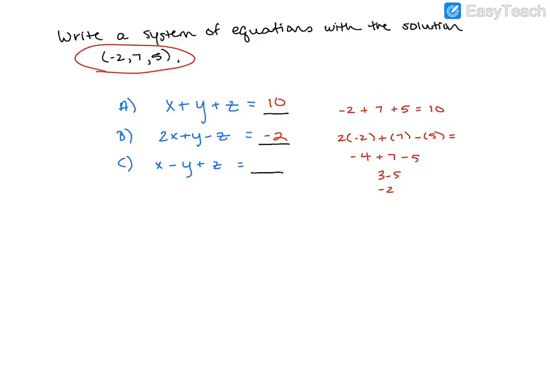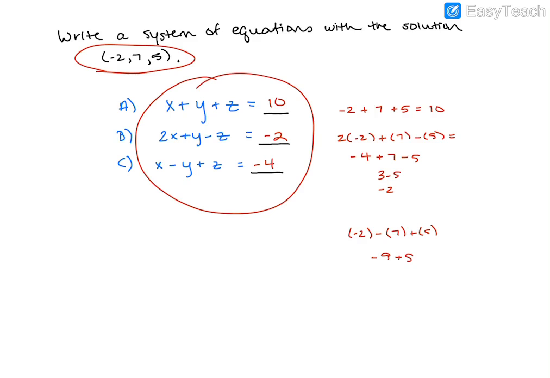I could go get one and do this very easily, but you do not need a calculator, is what I'm showing you. All right, so for the last one, we have x is negative 2, minus the y value, 7, plus our z value, 5. So negative 2 minus 7 is negative 9, plus 5. That will be negative 4. So here is my system of equations that has the solution negative 2, 7, 5. And this is actually how I write systems on your quizzes. I choose what I want the answer to be, and then from there, I write the system.